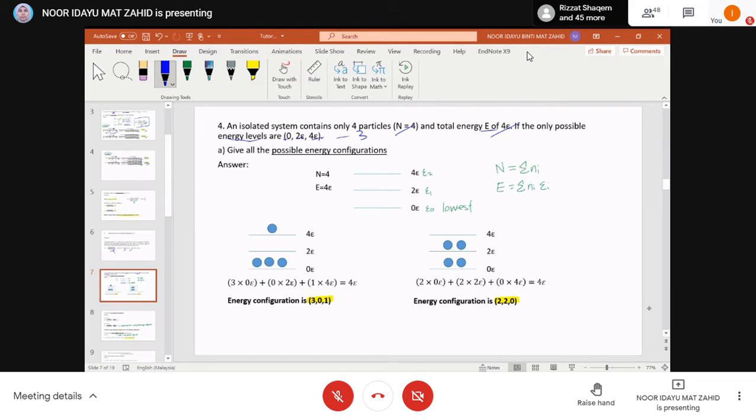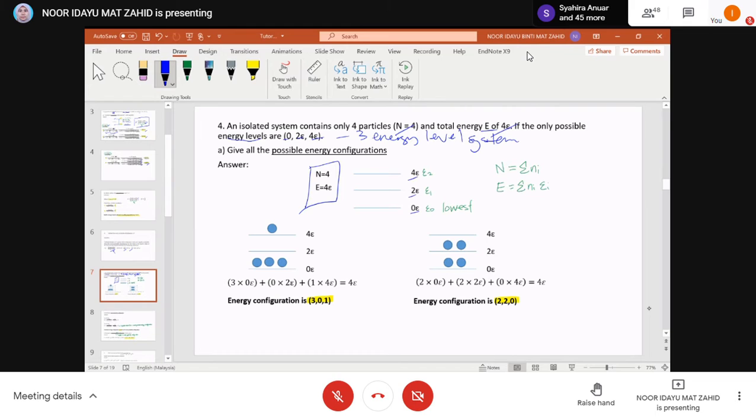this is a 3 energy level system. Question 2 had 2 energy levels, but in this case it's 3: 1, 2, 3. Give all the possible energy configurations that can satisfy this condition. You have to satisfy the conditions based on the question. The energy configuration must be made up of 4 particles, and the total energy should be equal to 4 epsilon.